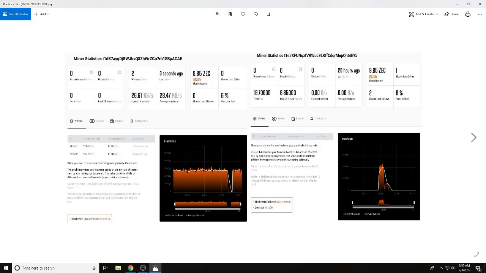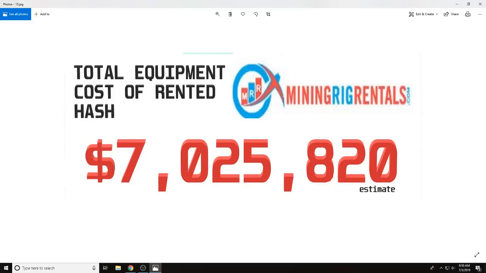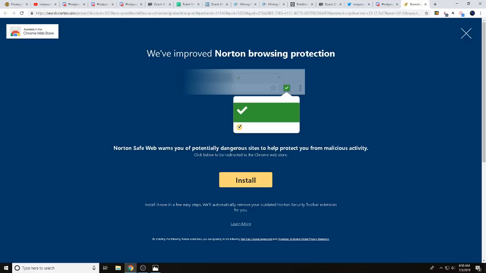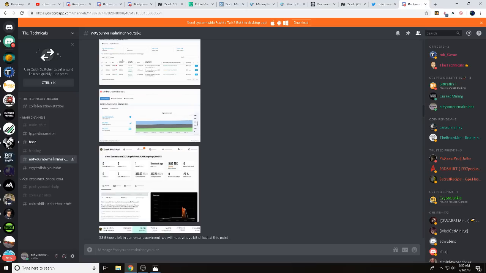Here you can see on the left our two Z9 minis hammering away during this, and on the right our wallet at the end. So we've earned 19.7 Zcash during this test. Estimated total cost of all equipment rented over at Mining Rig Rentals, we'll let that sink in, $7,250,820.